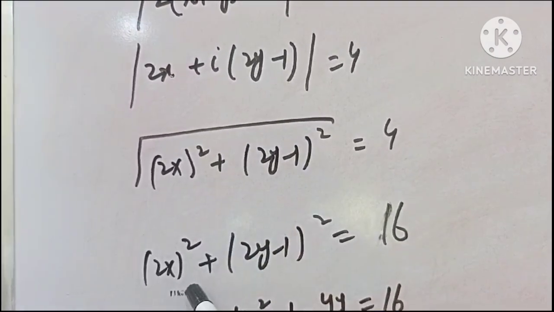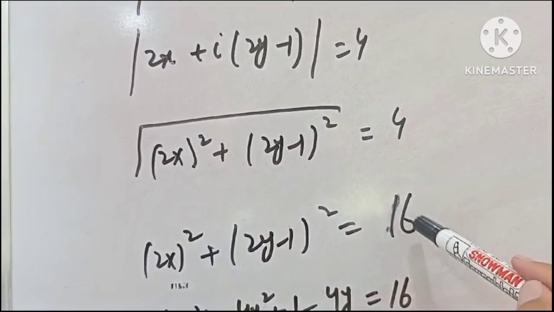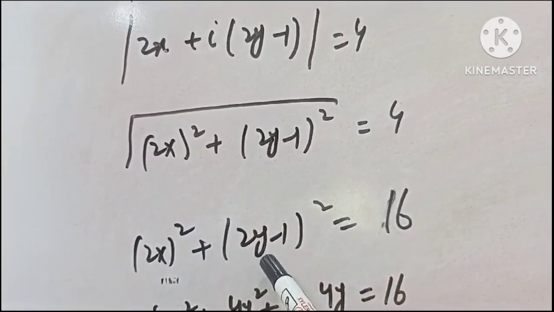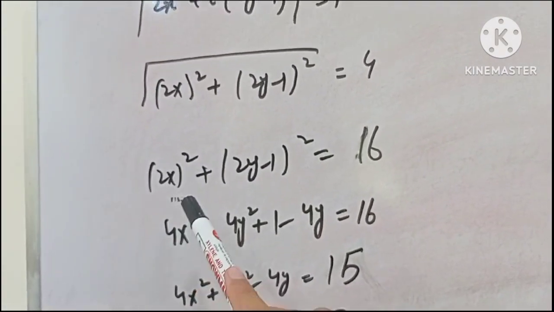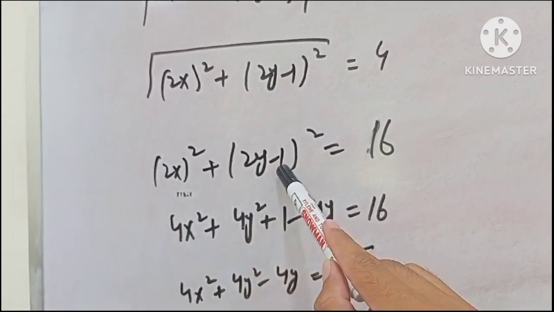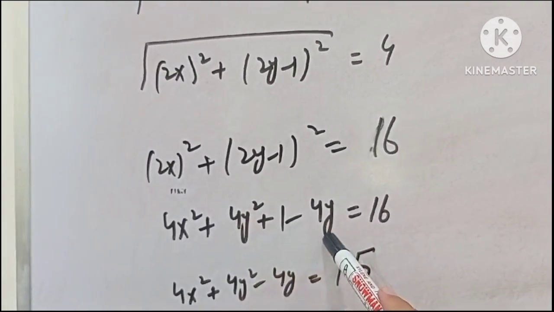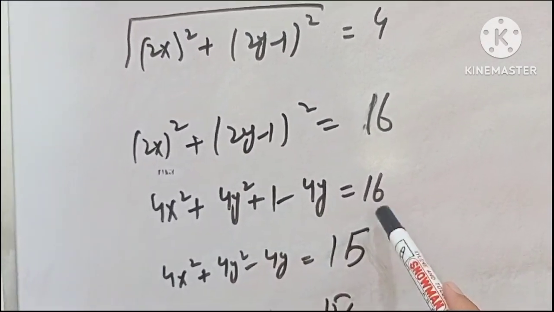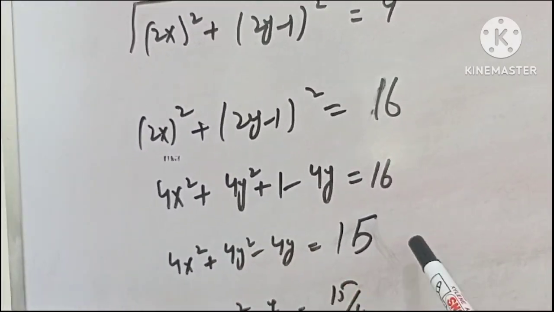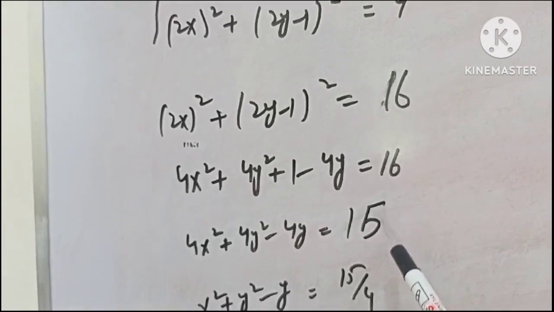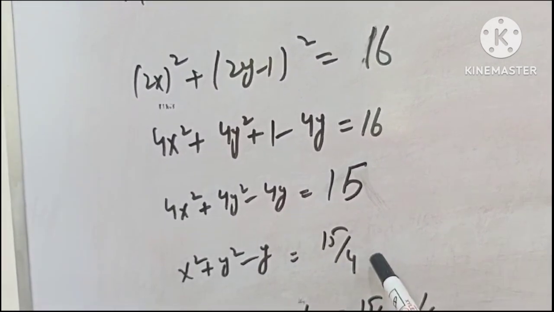Now taking square on both sides, square cancels with square root, and 4 square is 16. Remains (2x)² + (2y - 1)² = 16. Now opening the square: 4x² + 4y² + 1 - 4y = 16. Here 4x² + 4y² - 4y = 15, as 16 minus 1 equals 15. Now x² + y² - y = 15/4.